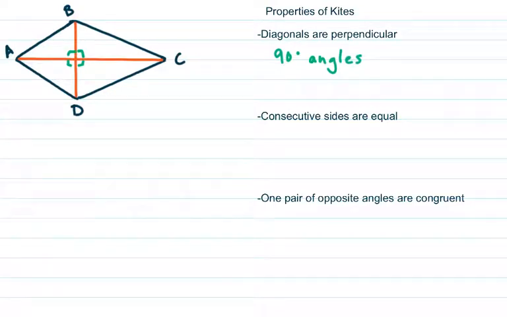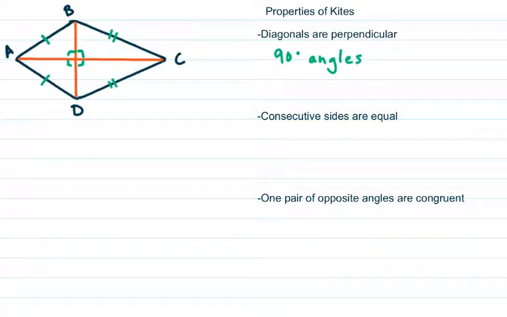Then the consecutive sides of kites are equal. Remember that the word consecutive means that they are next to each other, not across from. So if I'm looking at the consecutive sides of the kite on the left, AB is next to AD. So that means this side is equal to or congruent to this side. Okay? So that leaves BC and CD, which means this is equal to this.